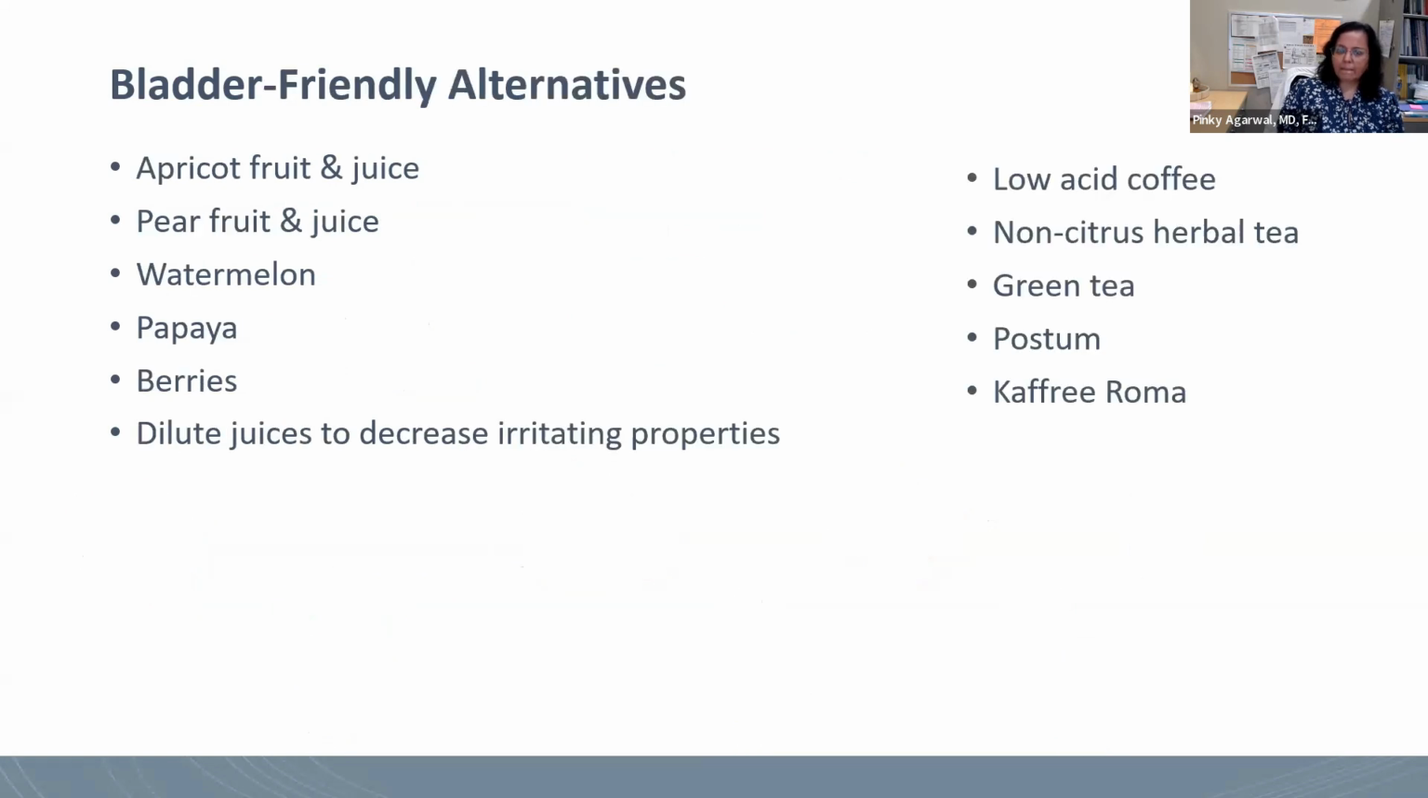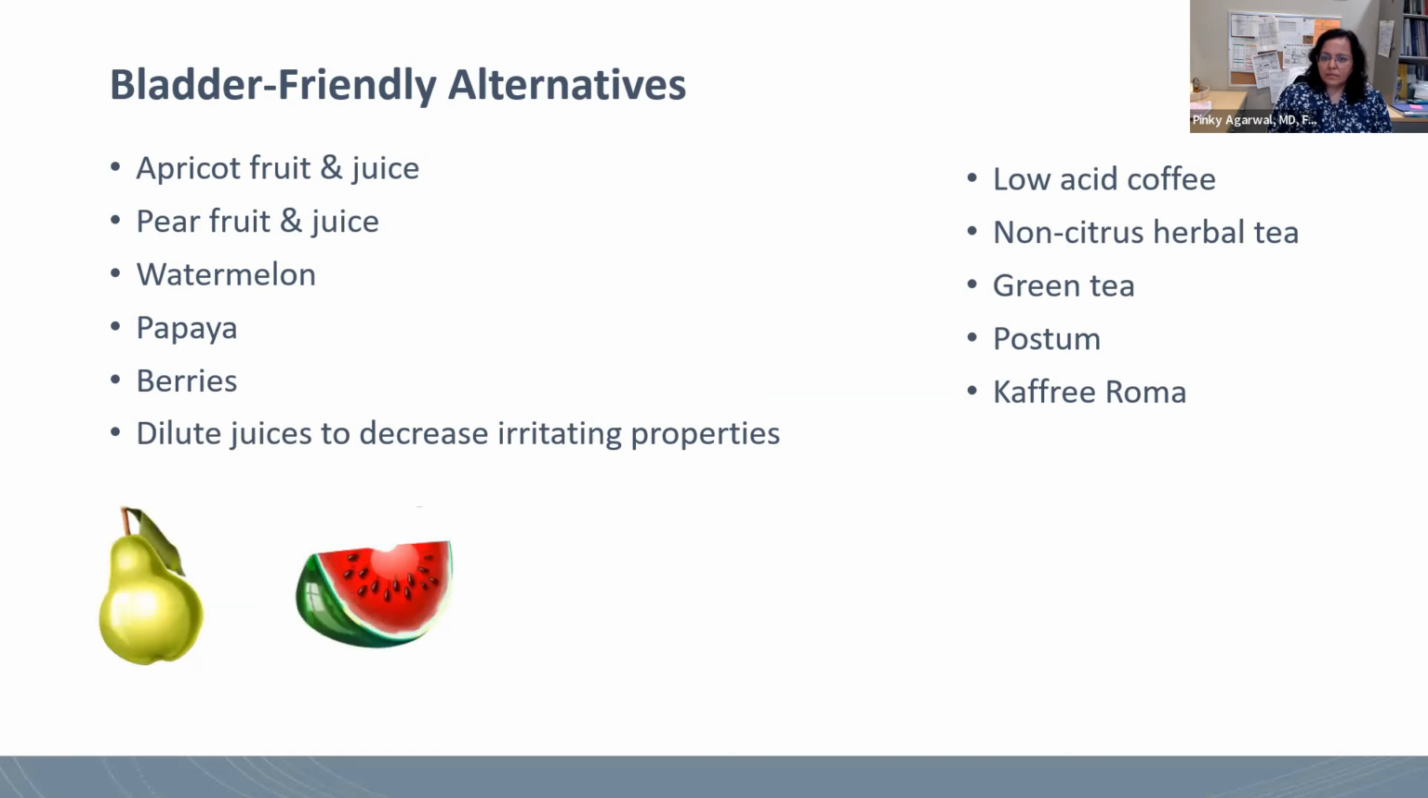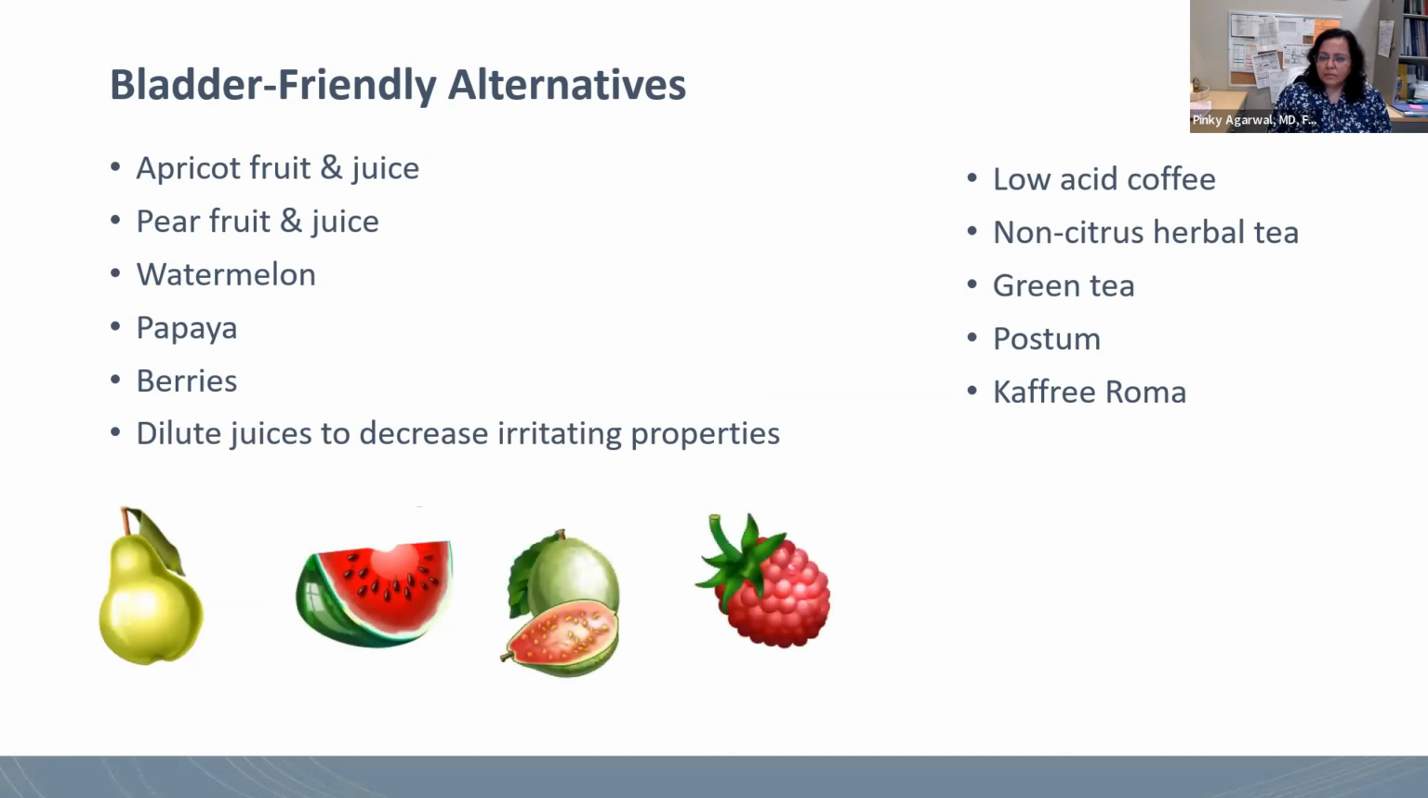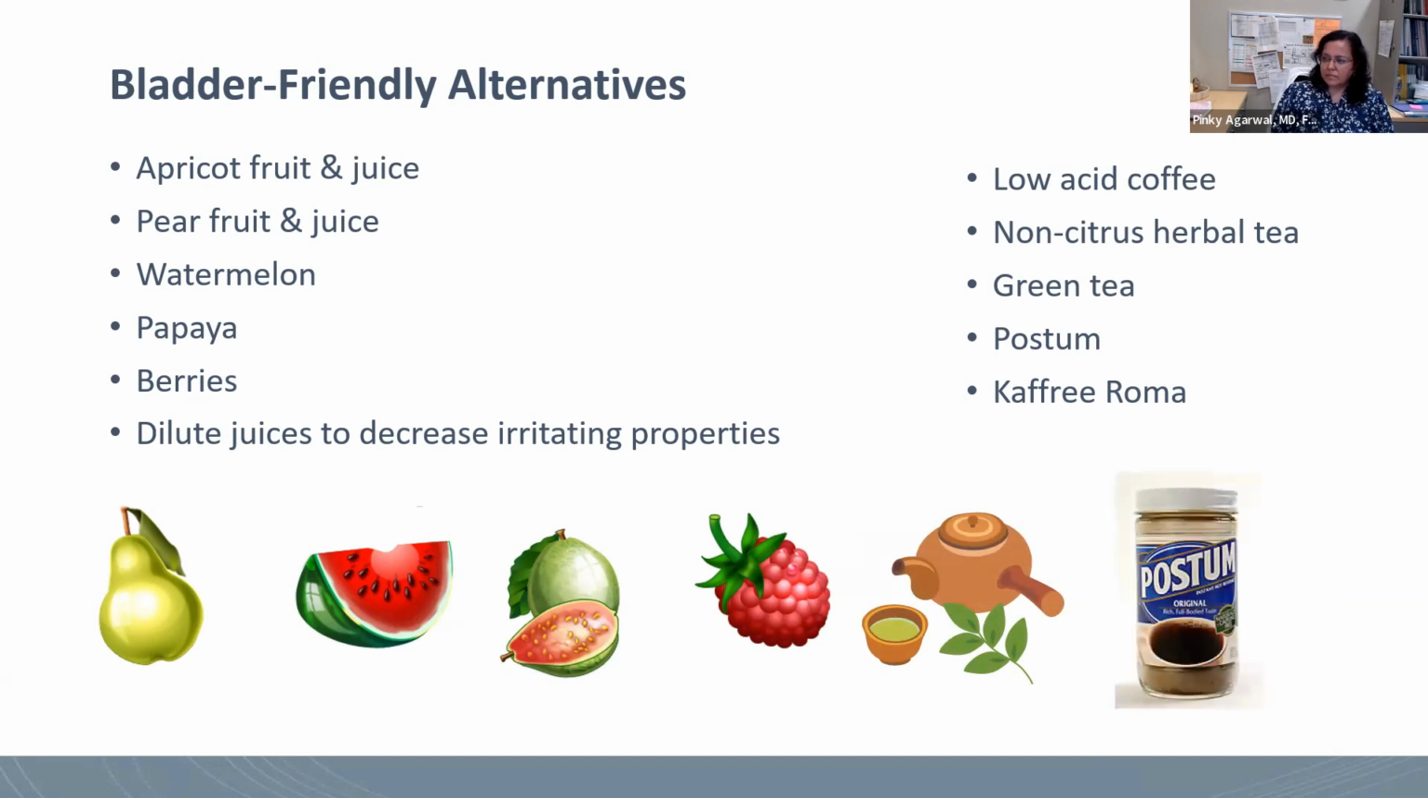The following are some bladder-friendly alternatives: apricot and pear fruit and juice, watermelon, papaya, and berries are all relatively neutral. You can also consider diluting your juices to decrease their acidic properties. Low-acid coffee is now available commercially, and non-citrus herbal tea is a good option. Green tea, which has a minimal amount of caffeine, is also fairly neutral. Alternatives to coffee include Postum and Caffree Roma.